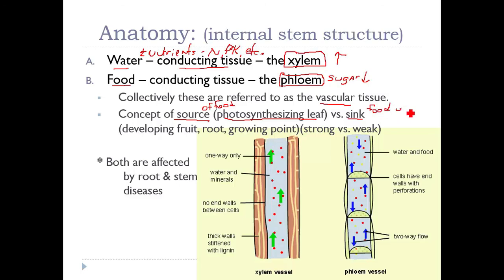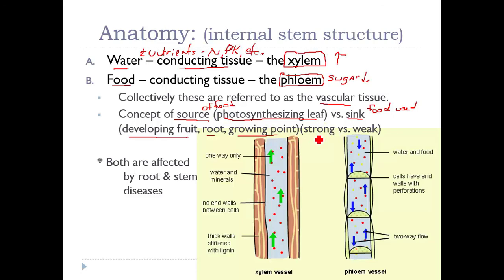Sugar is used for growth. This is going to be a developing fruit or flower, or a root, for example, that is growing. It takes energy for these roots to grow. They have to get that energy from food, from the photosynthate produced by the plant, or the growing point of a plant. You have the source and the sink, these source-sink relationships.